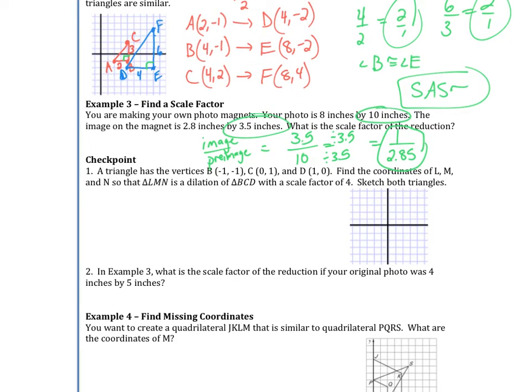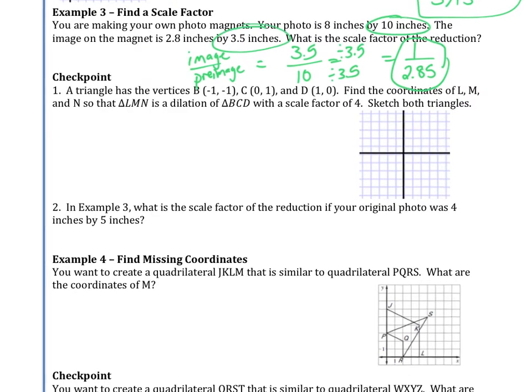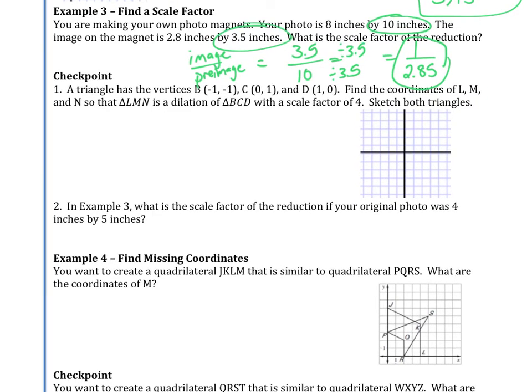Okay, if we take a look at checkpoint 1, it says that a triangle has the vertices of BCD. Find the coordinates of LMN so that triangle LMN is a dilation of BCD with a scale factor of 4. And it says to sketch both triangles. So let's start with B, C, and D. B is -1, -1. C is 0, 1. And D is 1, 0.